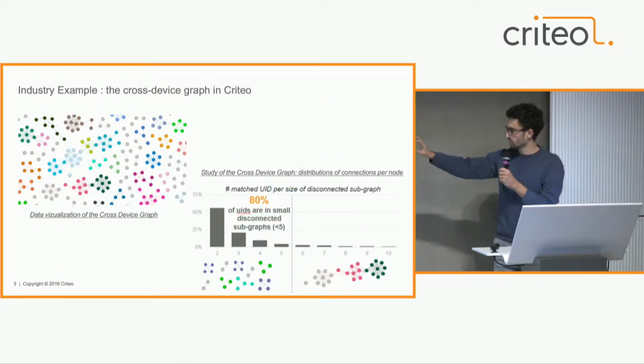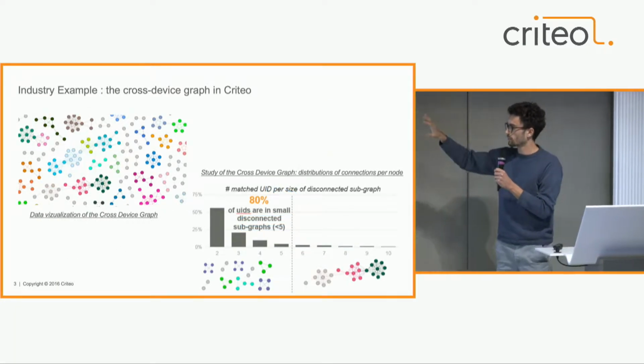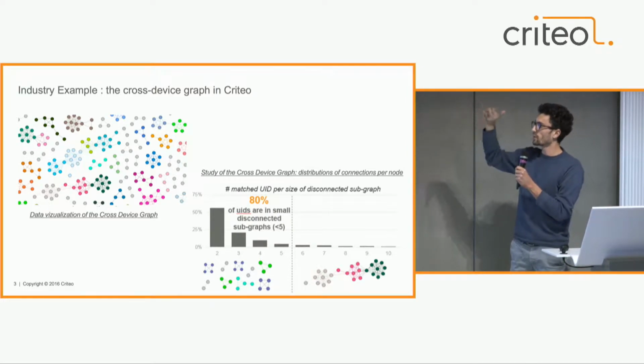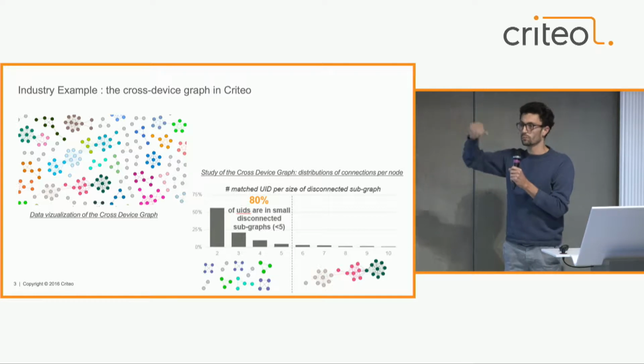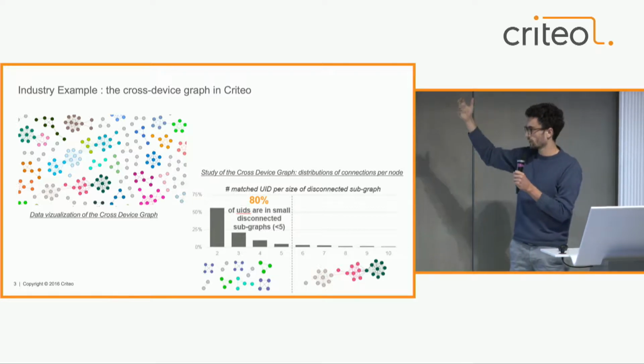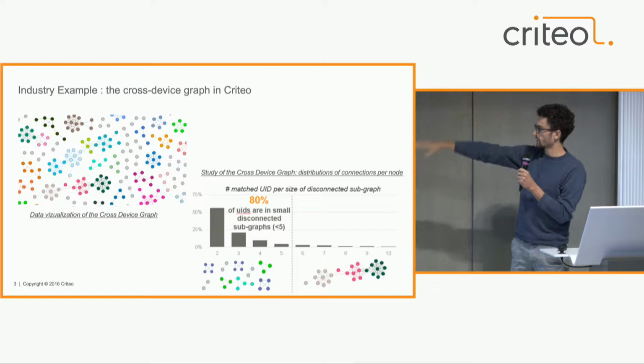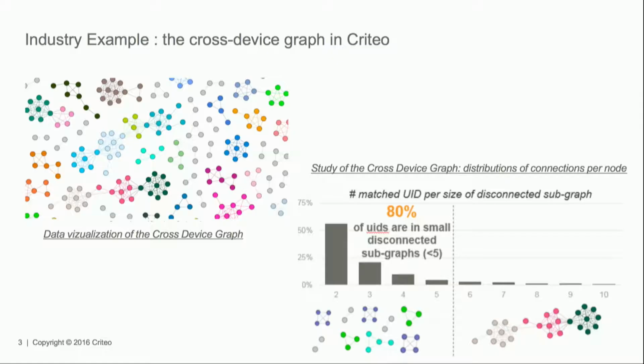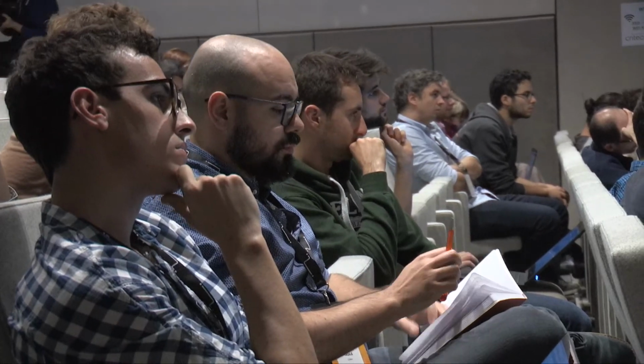Here we can see a small picture taken from the cross-device graph in Créteil, because we already have some labeled pairs coming from clients. But as you can see, 80% of graphs are very small graphs, smaller than 5. So there is a dire need to link new users. And what we want most of all is, when we create a new pair, to be sure that this is a good pair. So we want to have a high precision.